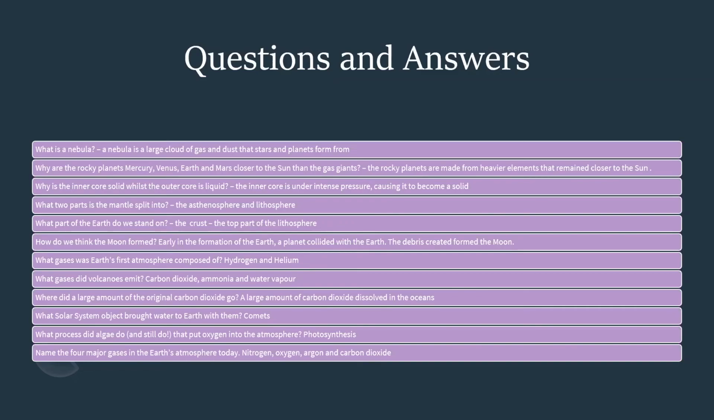What gases was Earth's first atmosphere composed of? Hydrogen and helium. What gases did volcanoes emit? Carbon dioxide, ammonia and water vapour. Where did a large amount of the original carbon dioxide go? A large amount of carbon dioxide dissolved in the oceans. What solar system object brought water to Earth with them? Comets. What process did algae do, and still do, that put oxygen in the atmosphere? Photosynthesis. And name the four major gases in the Earth's atmosphere today. In order, nitrogen, oxygen, argon, and carbon dioxide.